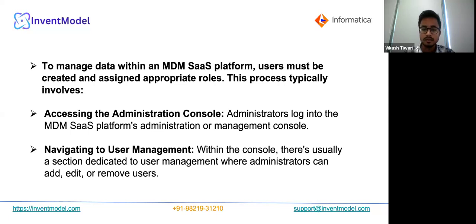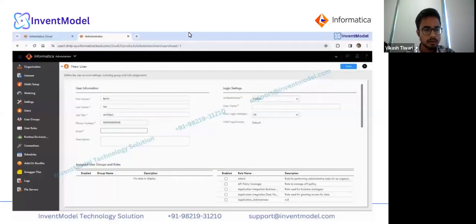Different roles are assigned within the system, like administrator. Administrator means full access, the admin role. And data steward. A data steward can edit and manage the data. And viewer: we can see the data but can't change it. So these are the roles you can assign to the users. And you can see the page here, new user.